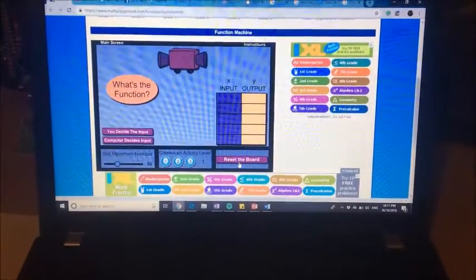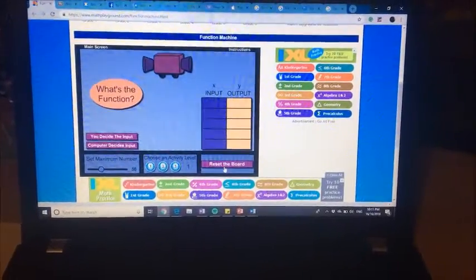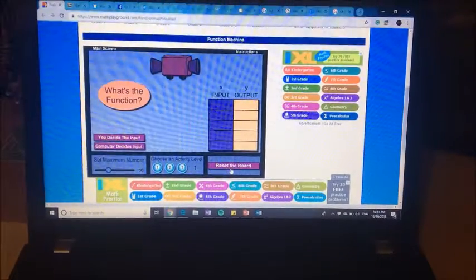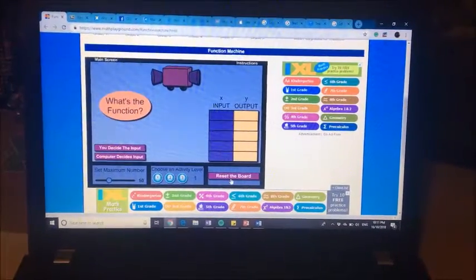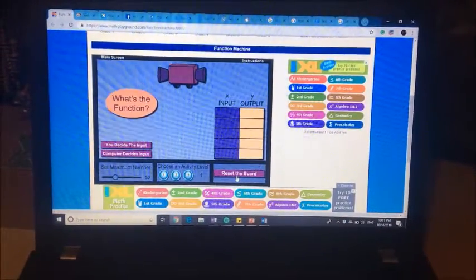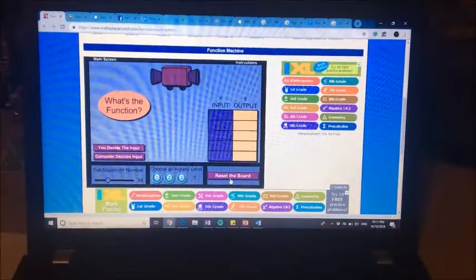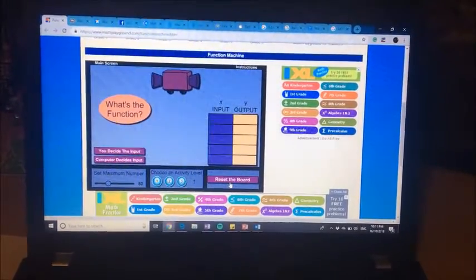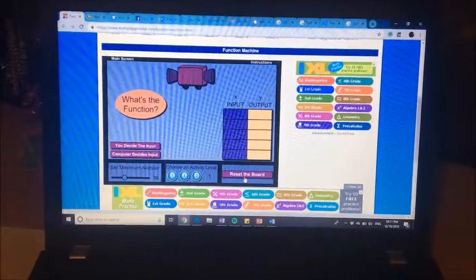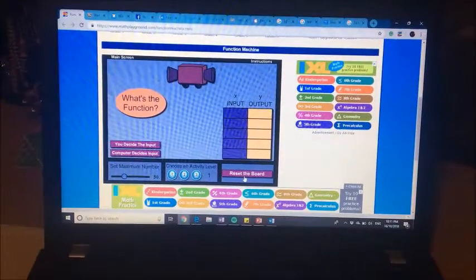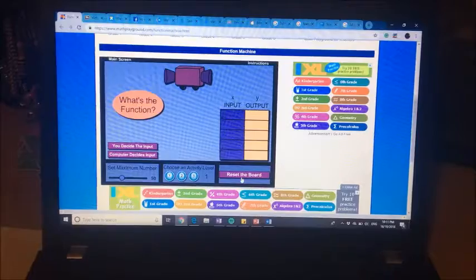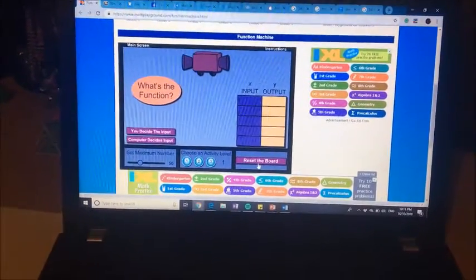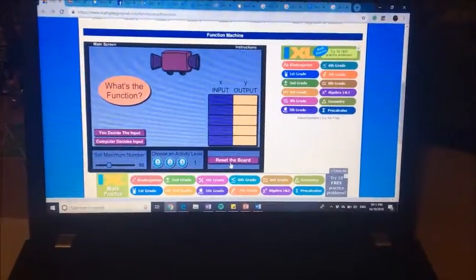Alright, today we'll be looking at the function machine online. Last lesson we had our own function machine and found the rule using real fruit. So I will show you how to do it before we get into pairs and for you to explore your own function. This is an online program which has its own function machine and you can design it and it decides your own rule for you. And you need to find it by putting in an input.